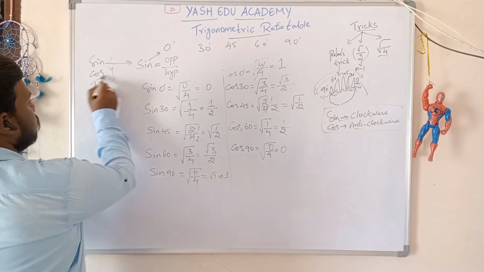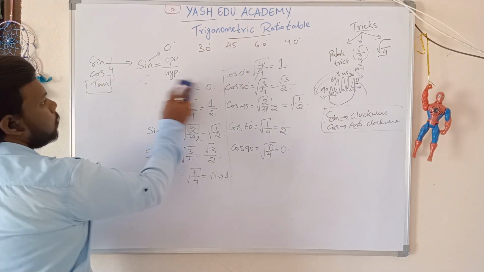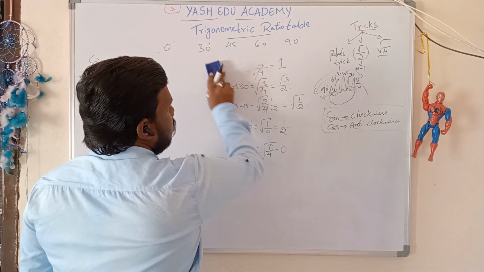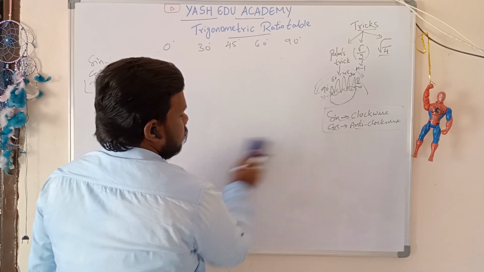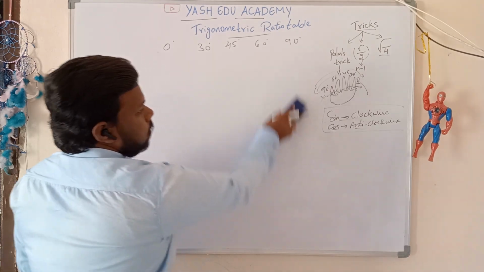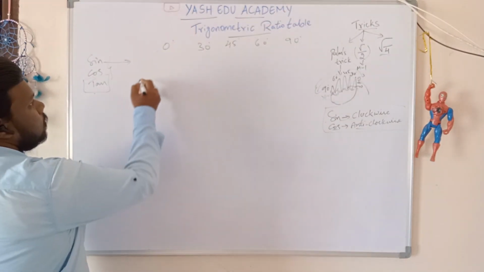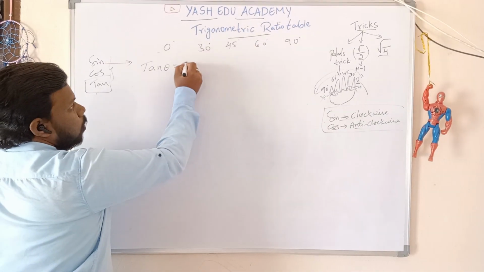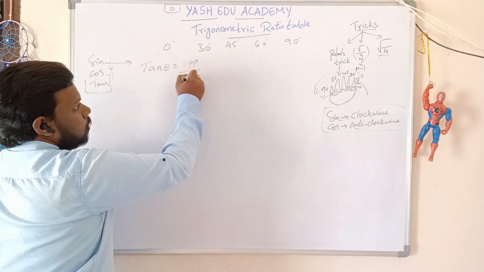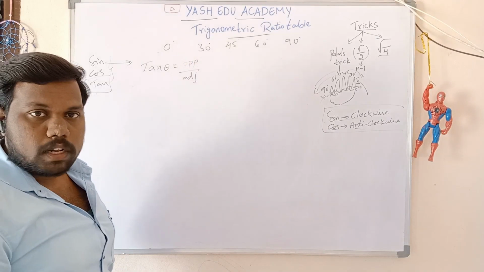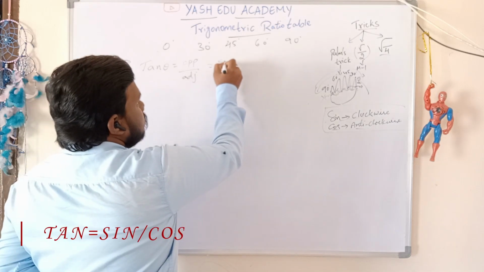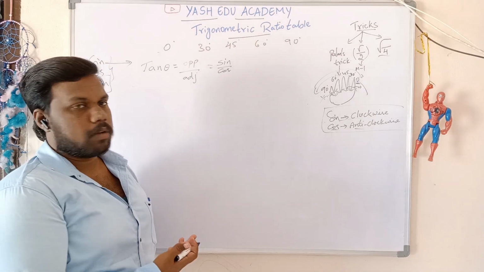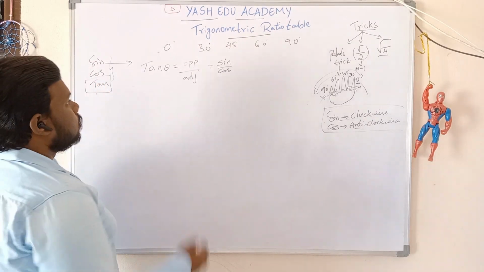Let us find the values for tan theta. See, tan theta is nothing but opposite by adjacent, or else we can write it as sine by cos. Tan theta is nothing but the combination of sine and cos.